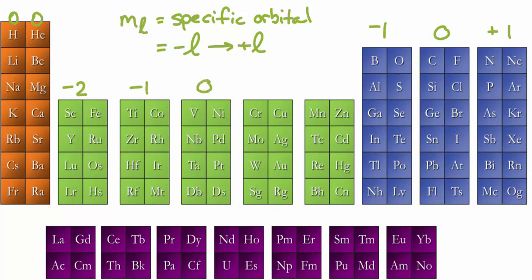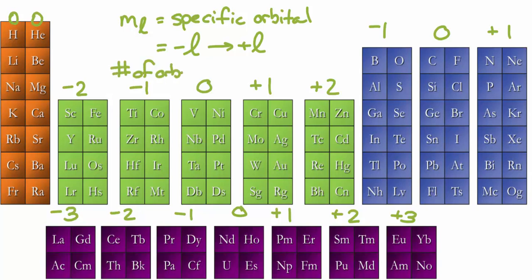With the p section, p had an l value of 1, so negative 1 through positive 1 will give us 3 orbitals. You'll notice that boron is next to oxygen's column, carbon is next to fluorine's column, and nitrogen is next to neon's column. This is because we fill all of our upspin arrows first before filling our downspin arrows. So while the periodic table looks out of sorts, it's on purpose. The same thing happens in the d section and the f section, where we'll get -2 through +2 for the d section, and -3 through +3 for the f section.